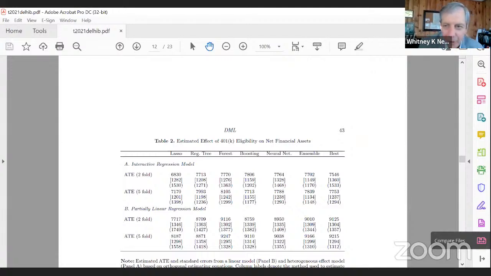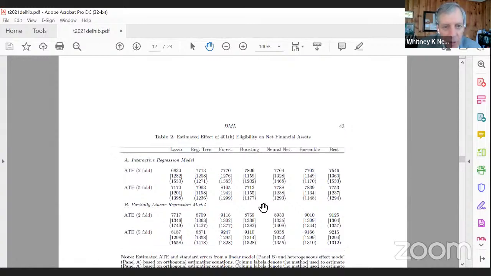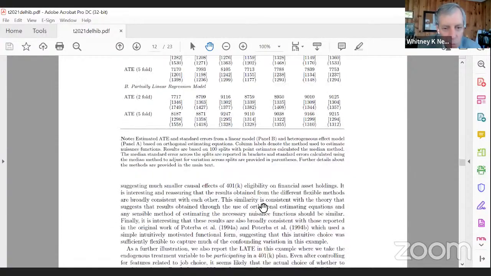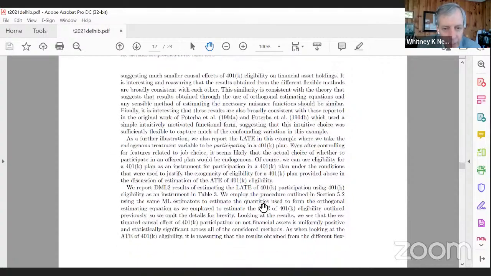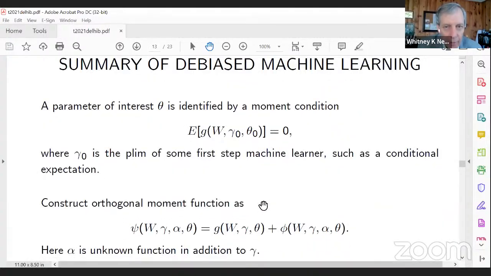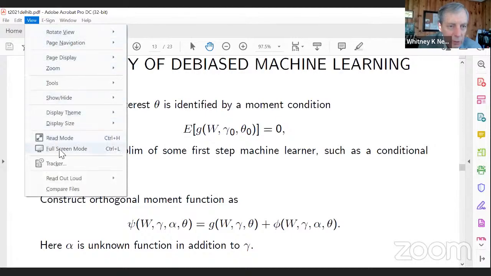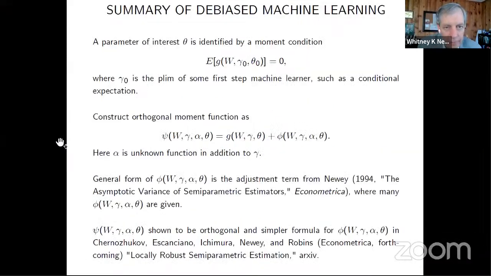Okay, I'm coming back to panel A before we're done with this discussion. I'll be back. We'll be back there. Okay. Let's see. Let me keep going here for a minute. Unless anybody has any questions, we could stop now. Okay. All right. So we're going to summarize what we've done so far. What I want to do right now is get the full view back. Full screen mode. There we go.